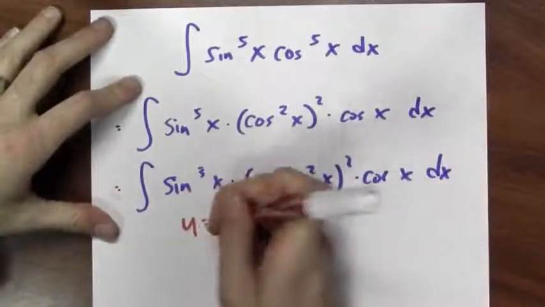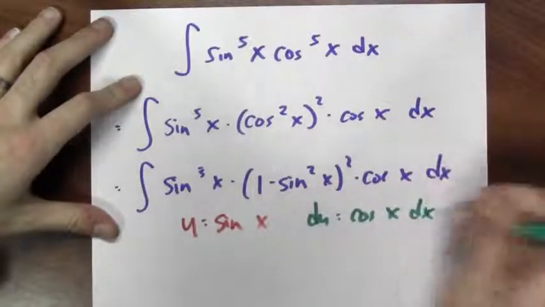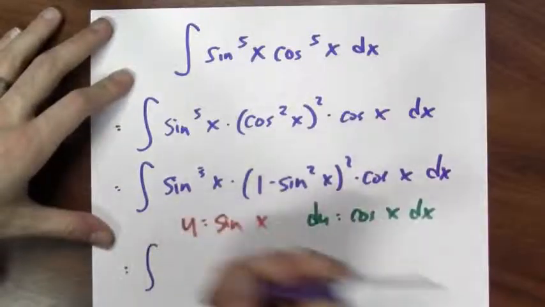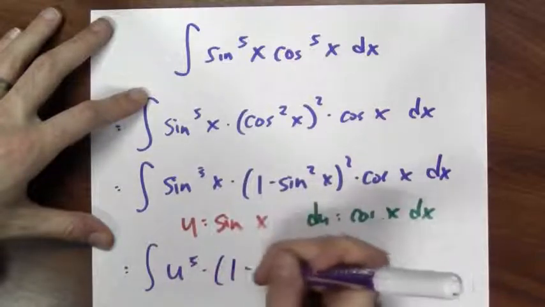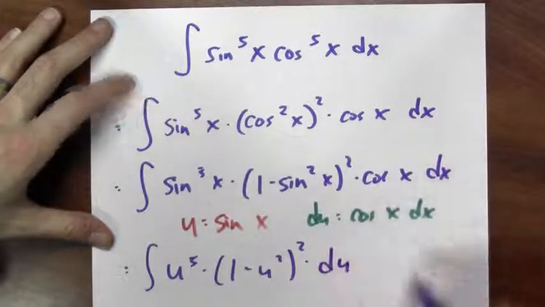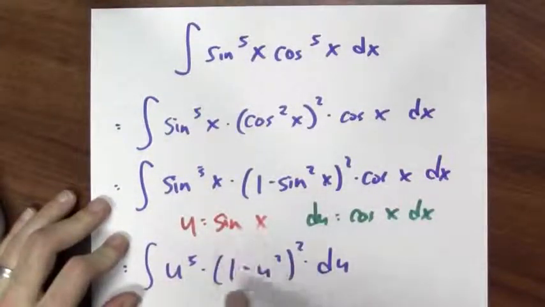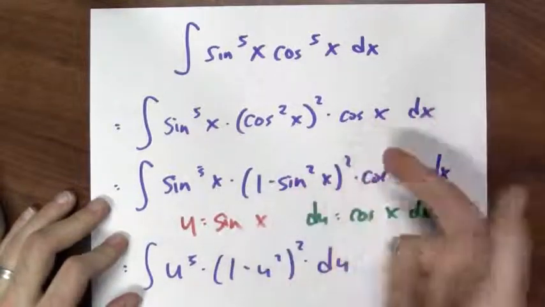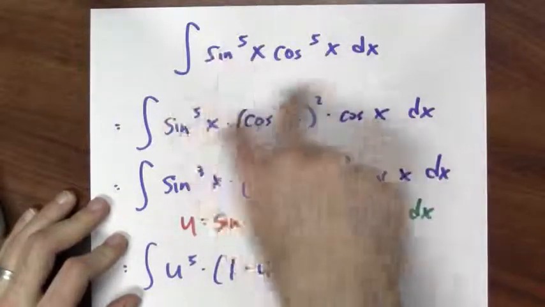And now we can finish by making a substitution. So I'll make the substitution u equals sine x. In that case, du is cosine x dx. So the integral becomes, instead of sine to the 5th, u to the 5th. 1 minus sine squared is 1 minus u squared, and that's squared. And cosine x dx is du. Is that going to work? Yeah, I could definitely finish this off. I just expand this out, and then I get a polynomial in u, and I can antidifferentiate a polynomial in u, and then just replace u by sine of x to get the antiderivative of sine to the 5th cosine to the 5th.